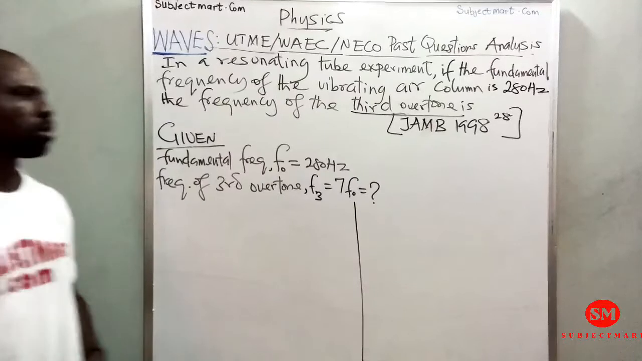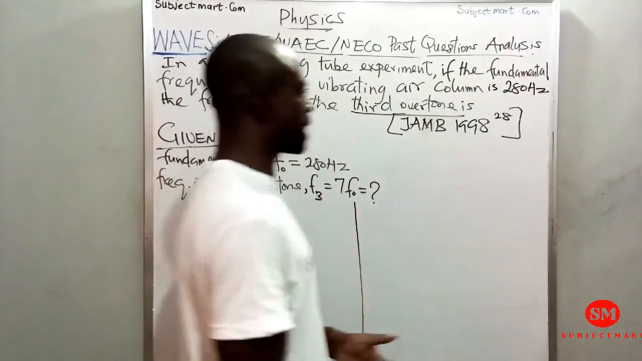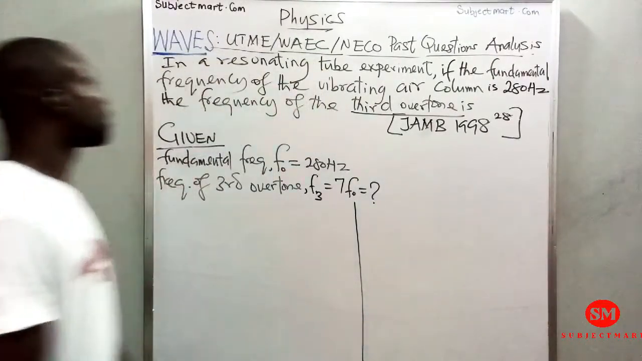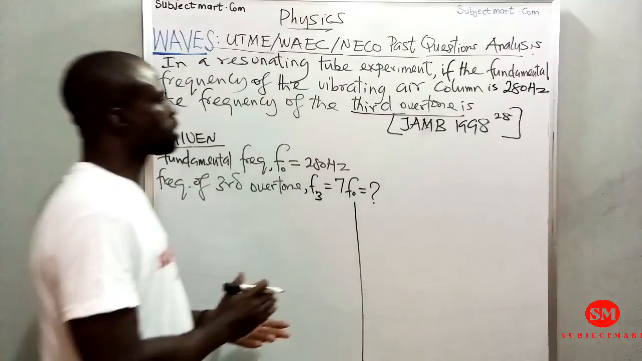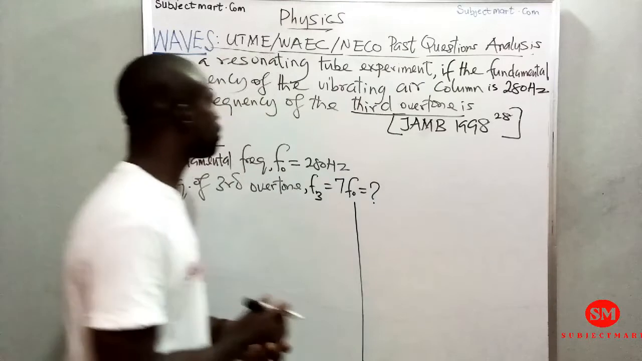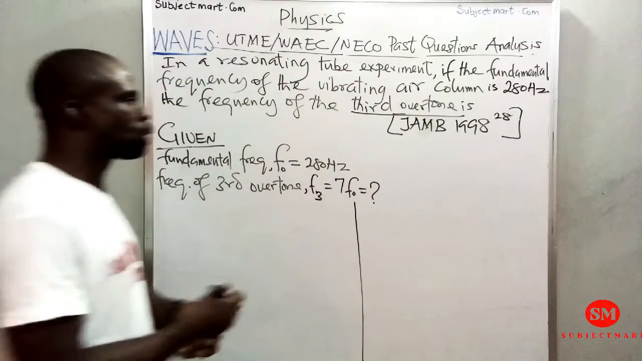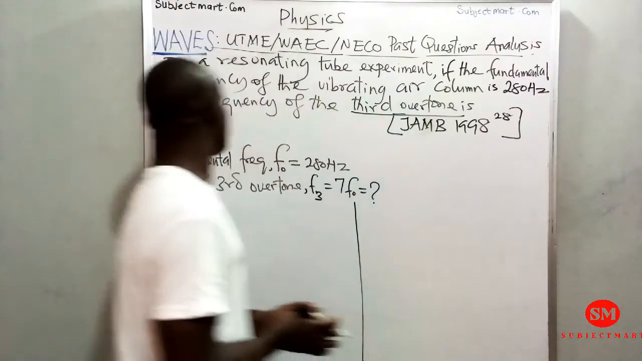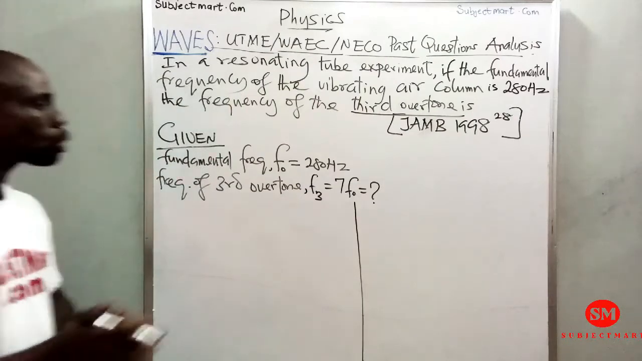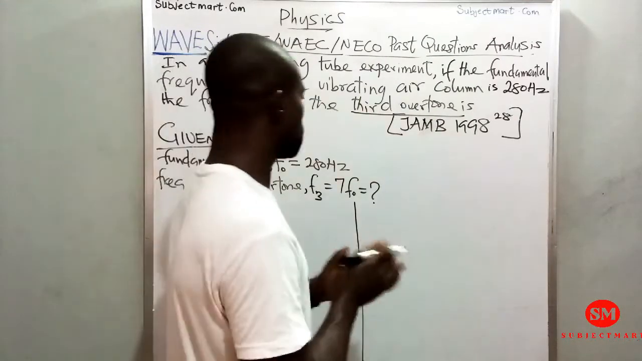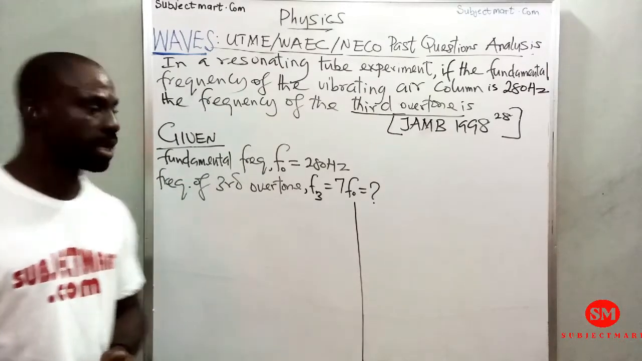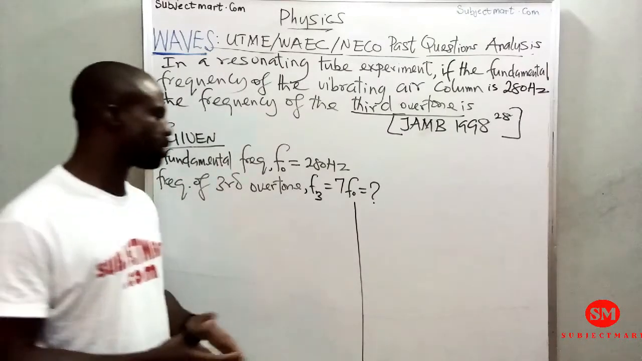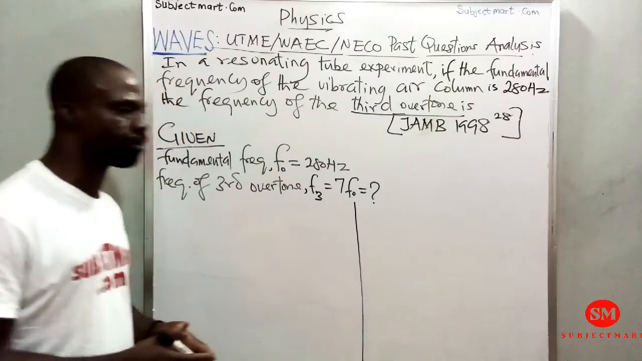Now another question. This is from JAM 1998, number 28. In the resonating tube experiments, if the fundamental frequency of the vibrating air column is 280 Hz, the frequency of the third overtone is dash. Now we are given the fundamental frequency as 280 Hz. We have to find the value of the third overtone, F3.